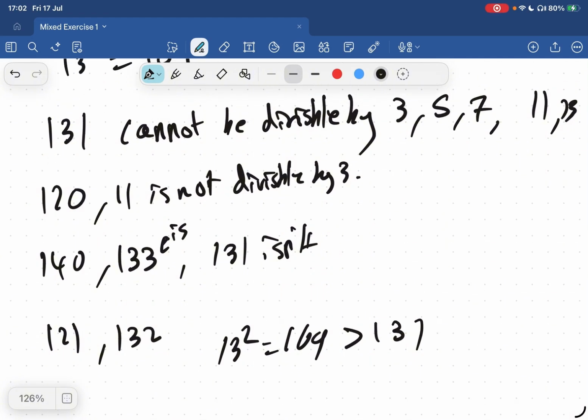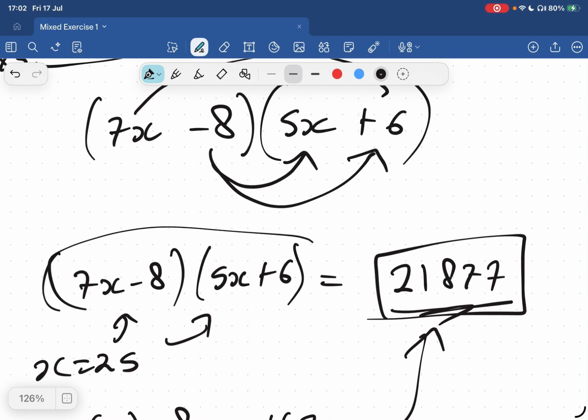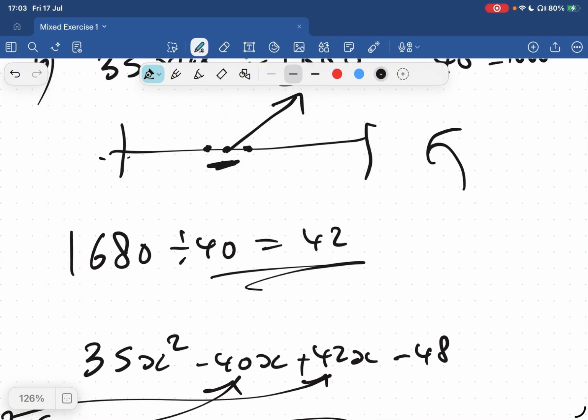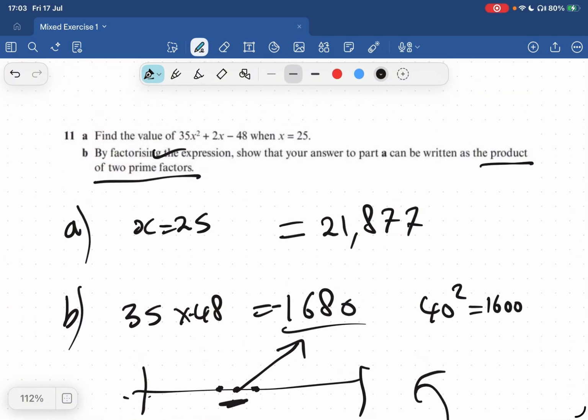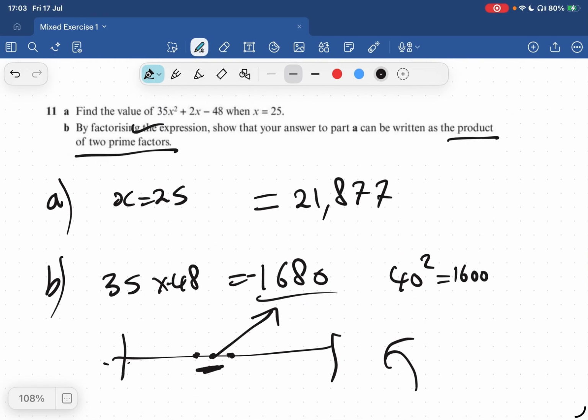So both 131 and 167 are prime numbers, and when you times them together from this factorizing, we know that you get 21,877. Quite a tricky question, quite an interesting question, and let me know if you have any questions.